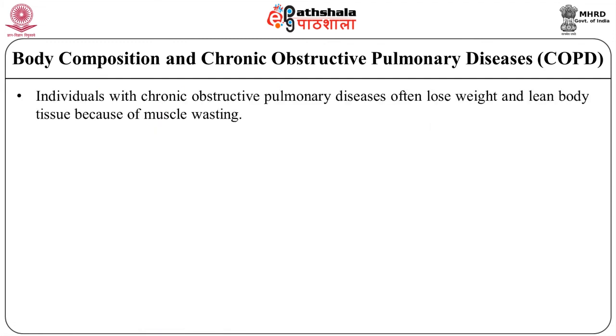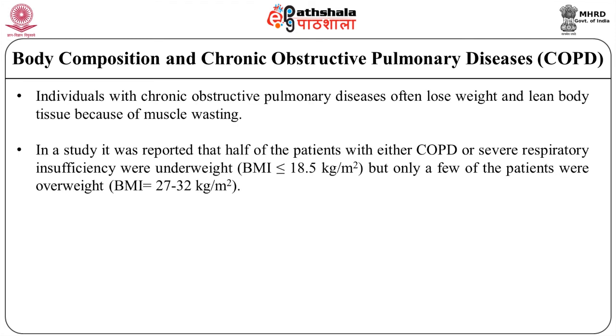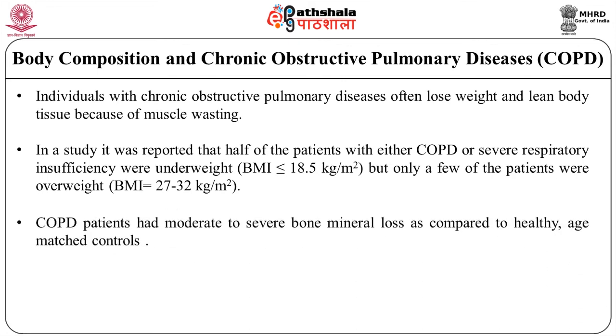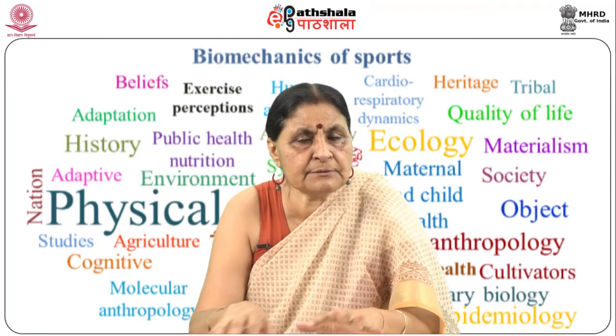Now, individuals with chronic obstructive pulmonary disease or COPD often lose weight and lean body tissue because of muscle wasting. In a study, it was reported that half of the patients with either COPD or severe respiratory insufficiency were underweight, BMI equal to 18.5 kg per meter square, but only a few of the patients were overweight, BMI equal to 27 to 32 kg per meter square. Now, COPD patients had moderate to severe bone mineral loss as compared to healthy age-matched controls, England et al. 1998. Cancer and body composition.